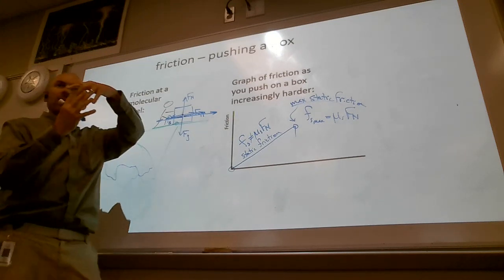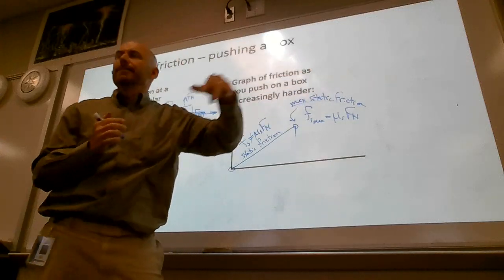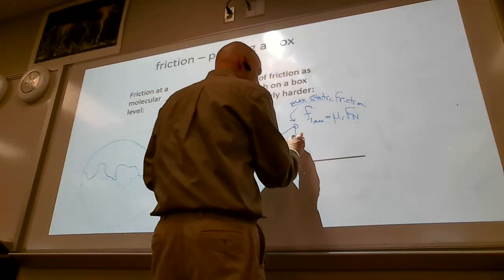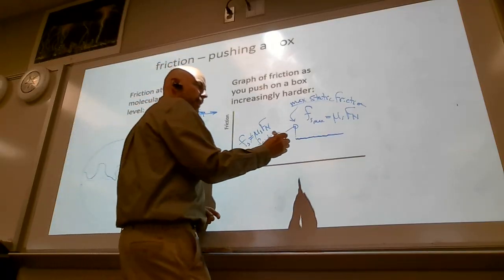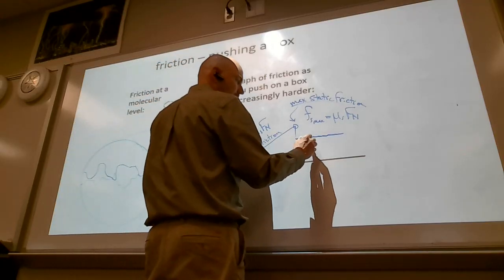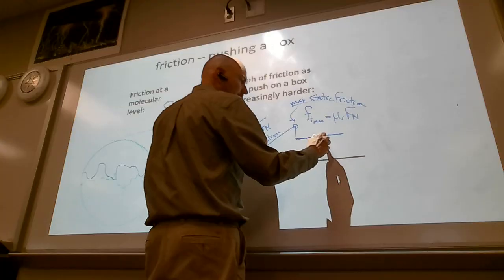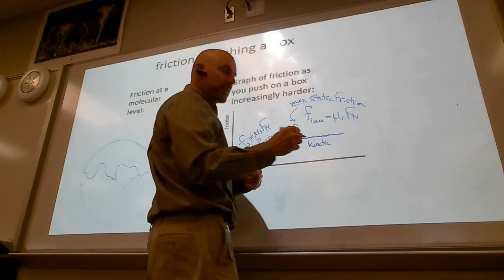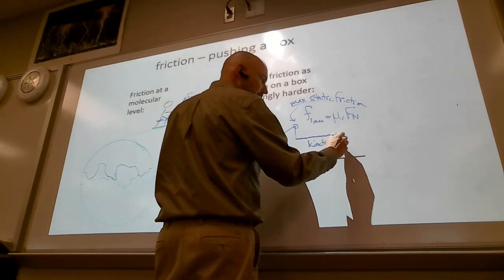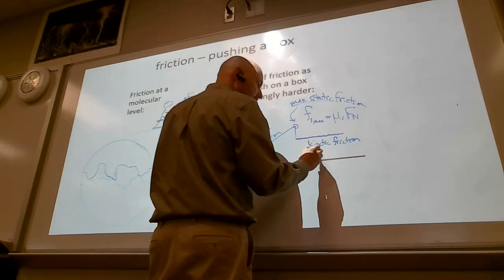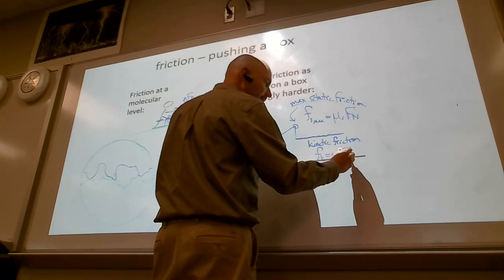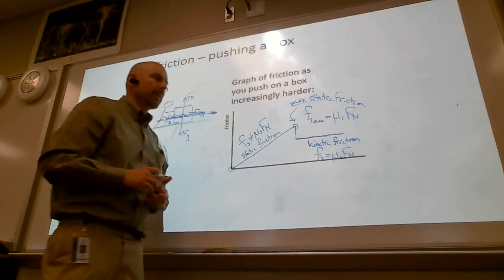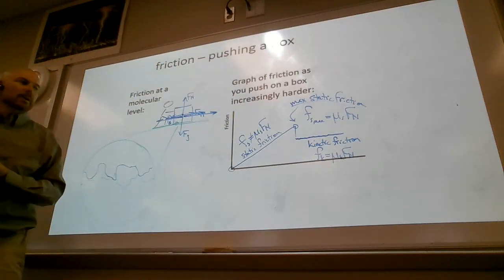Then once we get this going, it now becomes what kind of friction? Kinetic friction, where the surfaces are now slipping or sliding. And kinetic friction is equal to coefficient of kinetic friction times normal force. Okay?